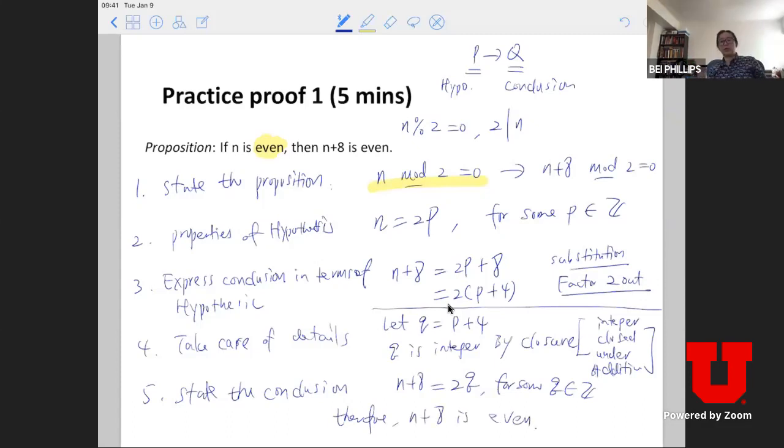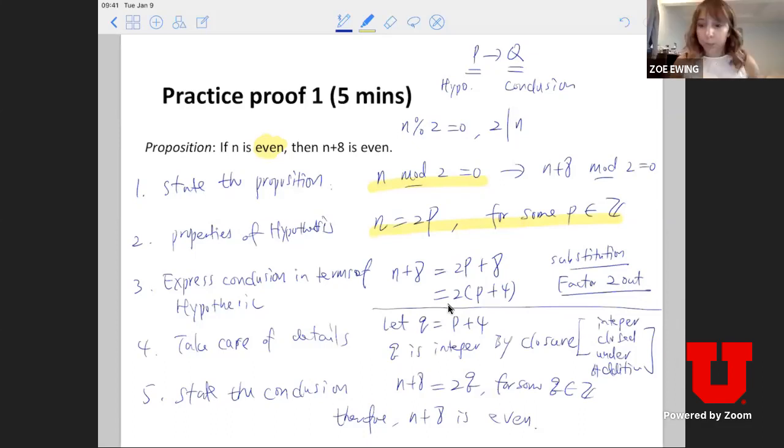Okay? So we just went through this proof very gradually by going through all these 5 steps. But the key point of this is to understand the definition of something being even. That is, something is even, by definition, if this number is equal to 2 times some integer. Okay? And then there is one question.